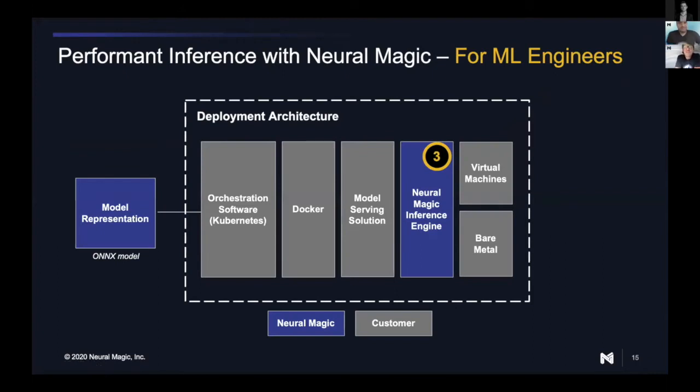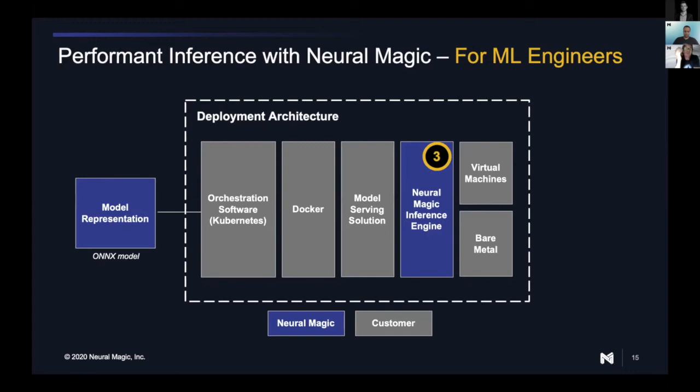All right, so then the next phase is sort of for the ML engineer. So the data scientist builds their model, they have targets for accuracy and performance, as you know, and then they deliver that model to the ML engineer for deployment. And so what we do is we deliver an ONNX model that then can be inputted into the Neural Magic inference engine. And so the engine provides a tremendous amount of flexibility to map to how you're deploying your deep learning models in production.